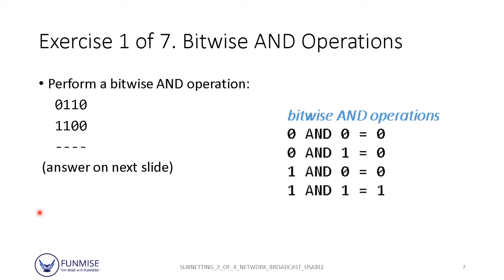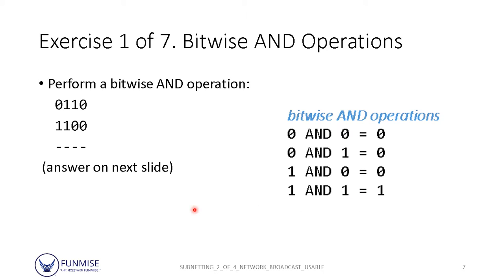Exercise 1 of 7. Bitwise AND operations. Okay. So for this exercise, we're going to perform a bitwise AND operation. And we have this handy table that tells us exactly what should happen. It says a 0 and a 0 should equal 0, a 0 and 1 should equal 0, a 1 and 0 equals 0, and 1 and 1 equals 1.